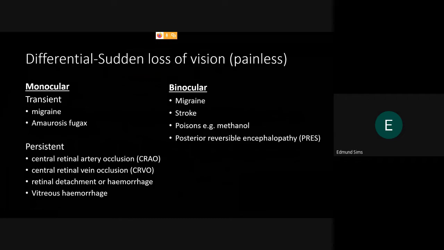So don't get put off, but basically monocular visual loss that's really transient is generally a neuro cause. So migraine, I'm not going to try and pronounce that, I used to be able to. Persistent monocular visual loss that's painless, as Sarah said: central retinal artery occlusion, central retinal vein occlusion, retinal detachment, which I think you got in your formative, or vitreous hemorrhage.